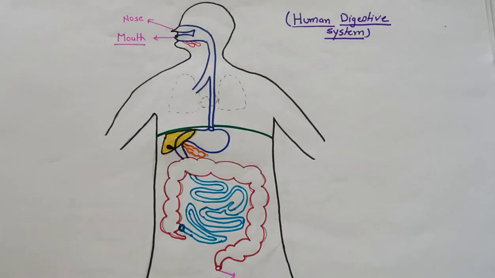This is Shraddha and today I will explain about the human digestive system. So what is the digestive system in your body? There are three main systems present: the human digestive system, the human circulatory system and the human respiratory system. So what is the function of the digestive system?